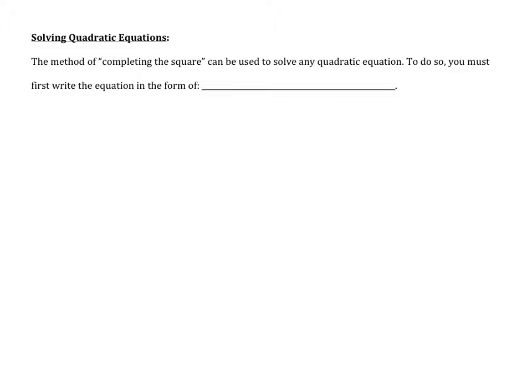So we're learning how to complete the square and turn our equations into perfect square trinomials so that we can use this method to solve quadratic equations. The method of completing the square can be used to solve any quadratic equation. To do so, you must first write the equation in the form of x squared plus bx equals d. So basically you want the squared term and the middle term, the term with just the x, on the left-hand side, and any constant term needs to be on the right-hand side.